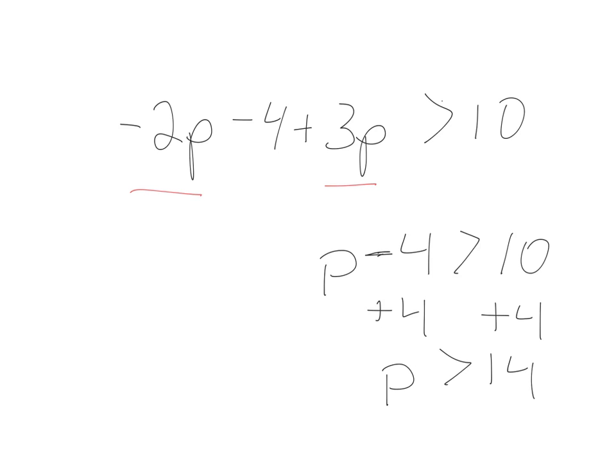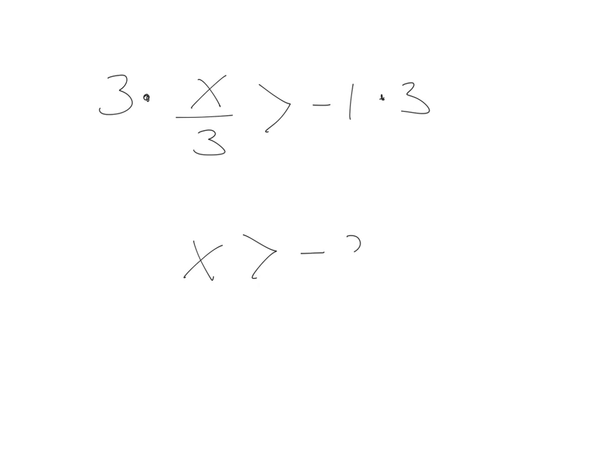Notice both of those are working exactly like an equation might. We're just keeping consistent with the sign that we have. Greater than, greater than, greater than. For the most part, it's even true with multiplication and division. If we have the inequality x over 3 is greater than negative 1, since x is being divided by 3, we can simply multiply both sides by 3 and find that x is greater than negative 3.